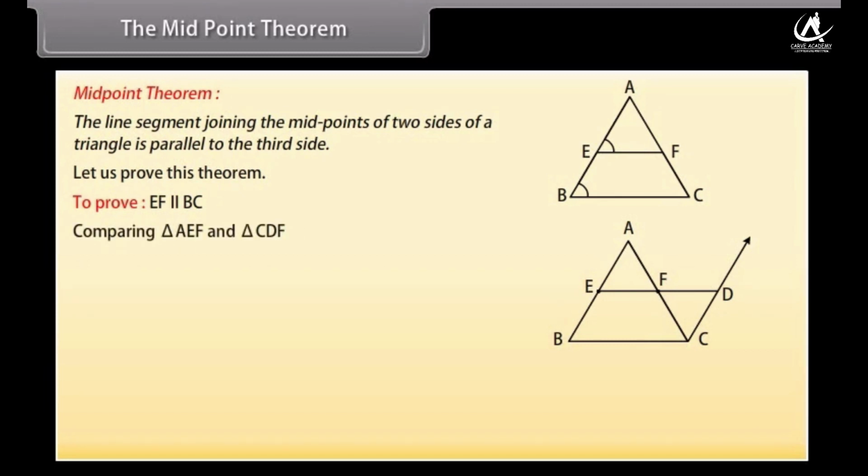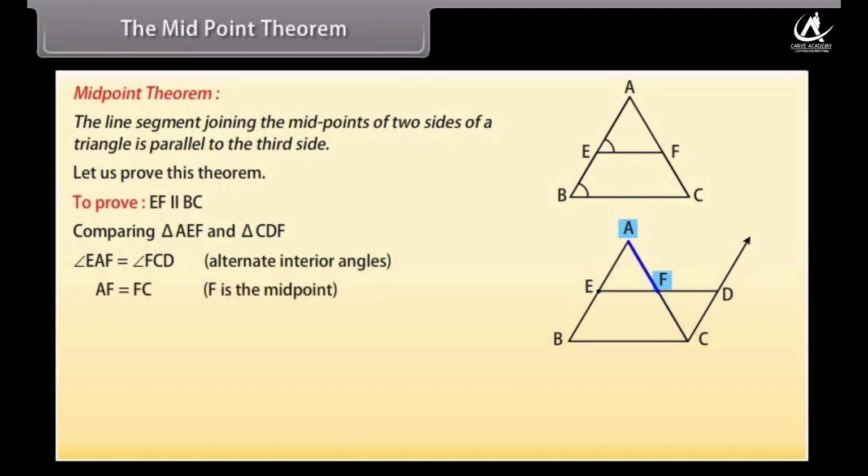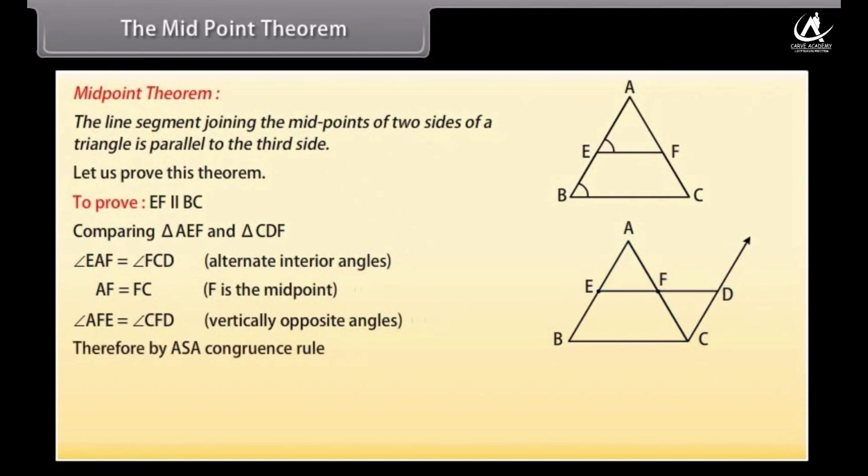Comparing triangle AEF and triangle CDF, angle EAF is equal to angle FCD because these are alternate interior angles. AF is equal to FC because F is the midpoint, and angle AFE is equal to angle CFD because these are vertically opposite angles. Therefore, by the ASA congruence rule, triangle AEF is congruent to triangle CDF.